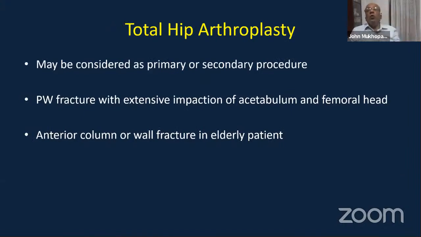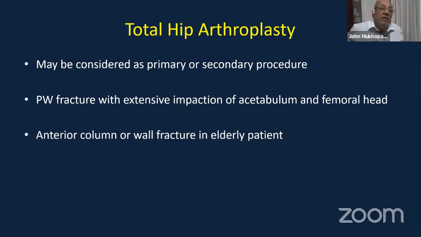Now, just a word on total hip arthroplasty. I think this may be considered as a primary or secondary procedure. I think as a secondary procedure where there's secondary osteoarthritis or AVN, I think there's not much controversy. With acute total hip, there's still some controversy. Initially it became a sort of trend many years ago. Then gradually the results of primary total arthroplasty were not so great.